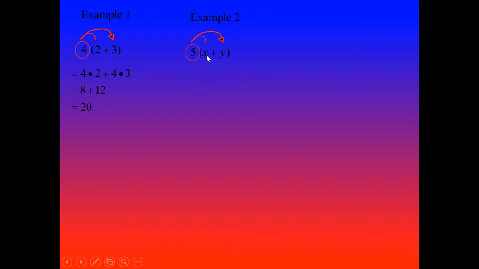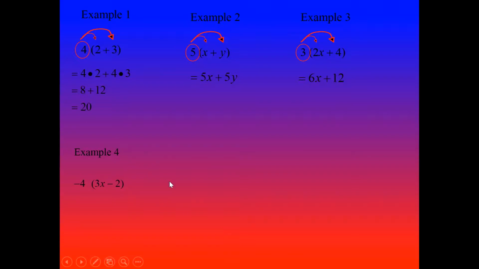So 5 times x, and then 5 times y, so 5 times x is 5x plus 5y. Next example, 3 into 2x, so 3 times 2x is 6x, and then 3 times 4 is 12. Pretty easy, as you can see.